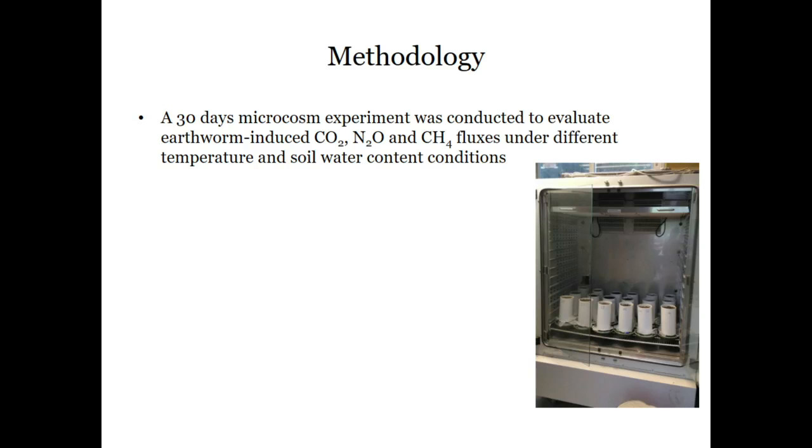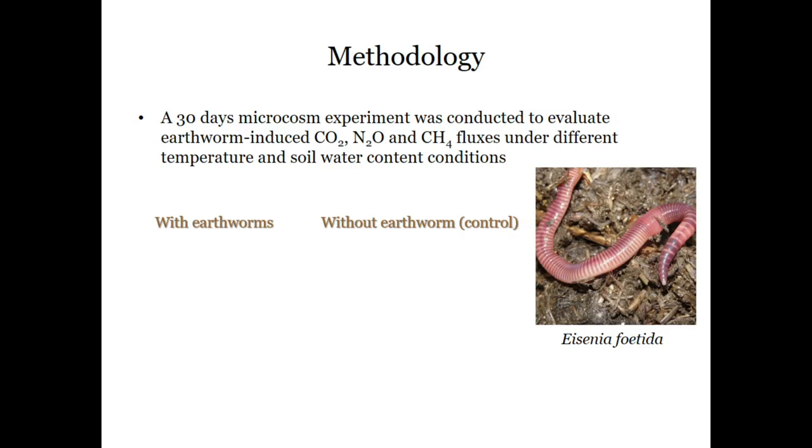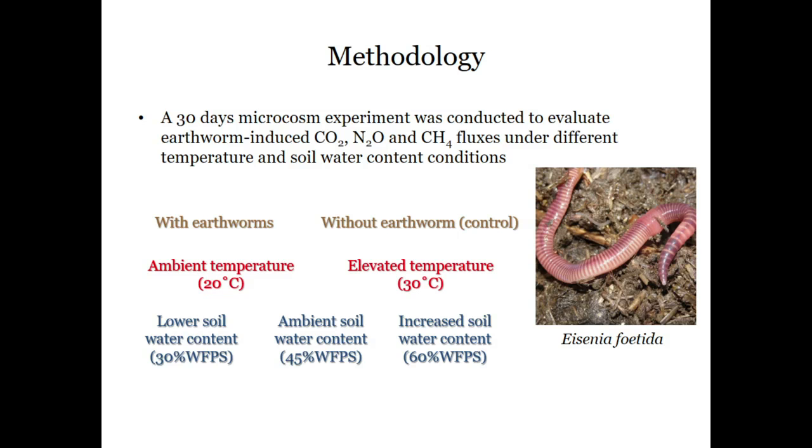water content conditions. There were treatments with 3 replicates each: with earthworms and without earthworms. I used an exotic species, Eisenia fetida, because it's easier to keep in the experiment. There were also 2 temperature levels and 3 soil water content levels controlled.